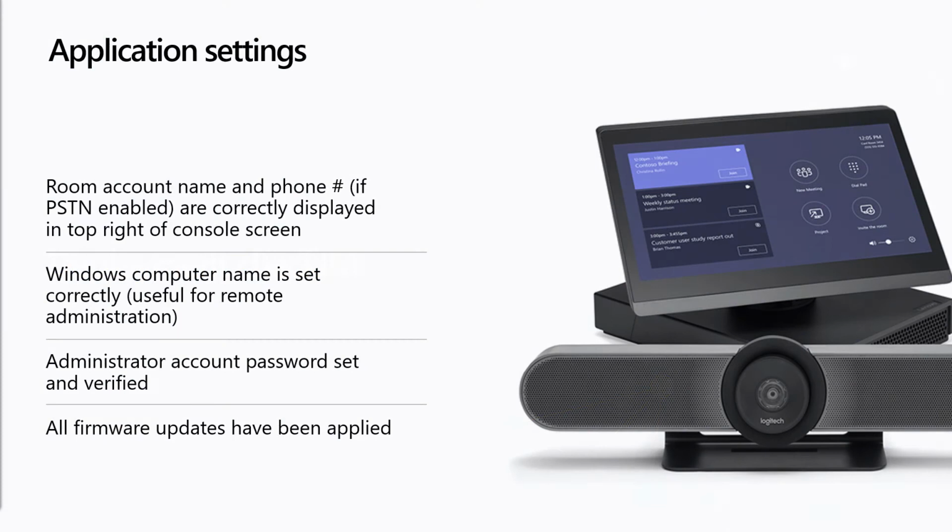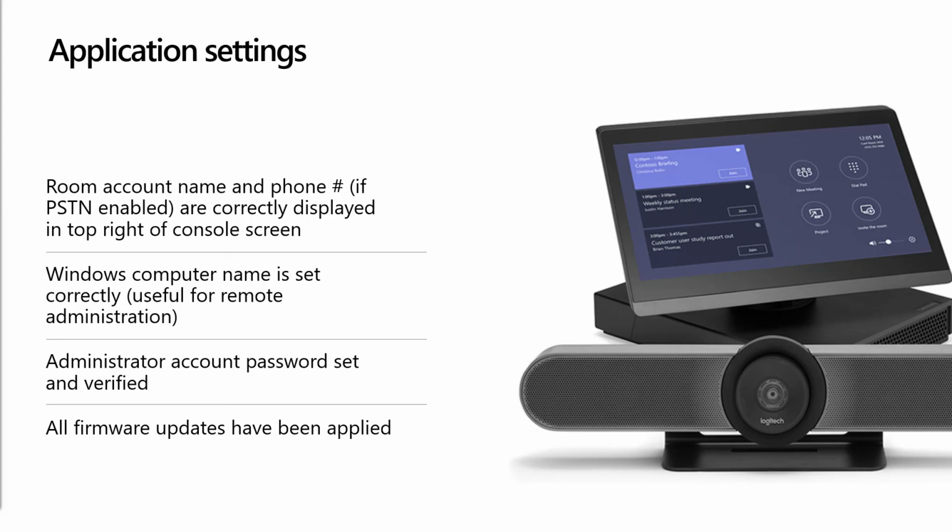After we've completed those initial tests, there may be some additional things that we need to validate. We want to make sure that the room account name and phone number are shown correctly in the upper right of the console. We want to make sure the Windows computer name is set correctly. It's important to set computer names for remote administration so that you can easily determine which machines are where based off a friendly name and not the auto-generated name that is produced by the Windows install.